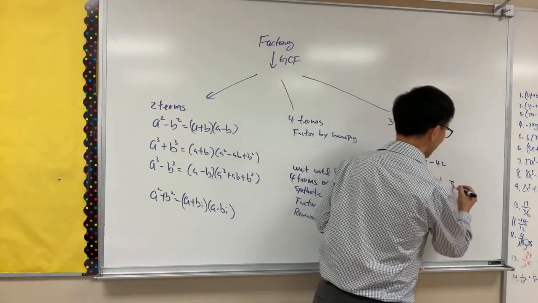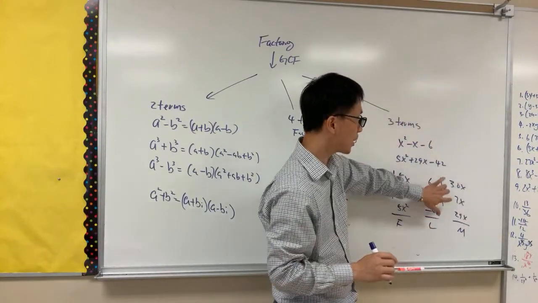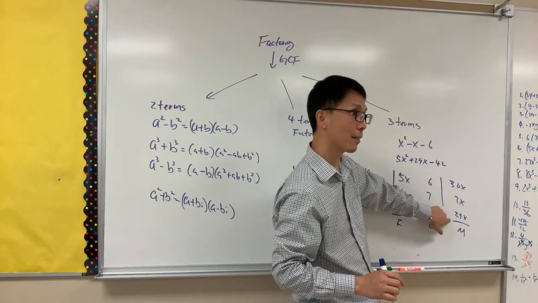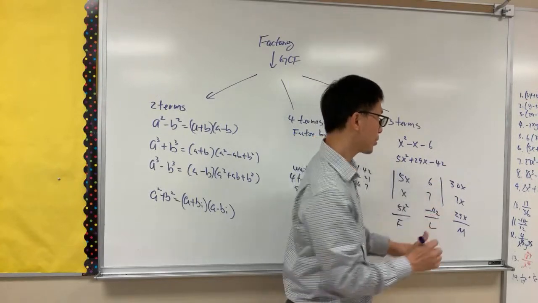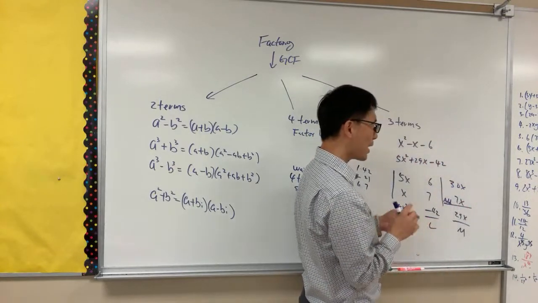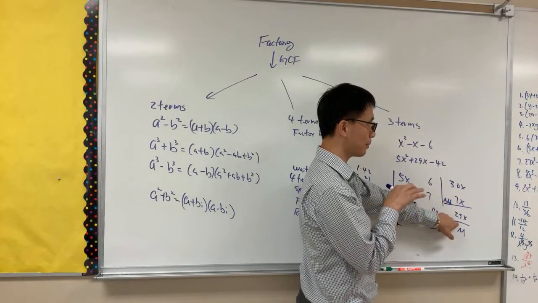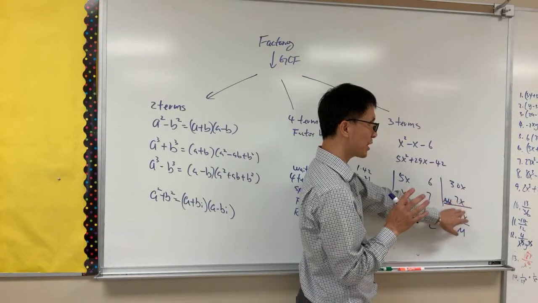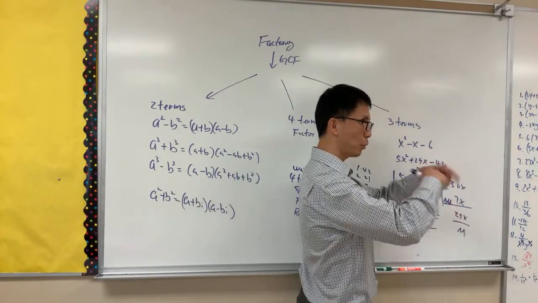Now 5 times 6 is 30x, and this is 7x. But the problem is, if I add these two terms, it's going to give me 37x. If I subtract those two terms, it's going to give me 23. So this part I'm going to do is adding. Why add? Because I want to make sure the sum is the middle term. If I add those two, it's not going to give me 29. If I subtract those two, it's not going to give me 29. That means my order is wrong.